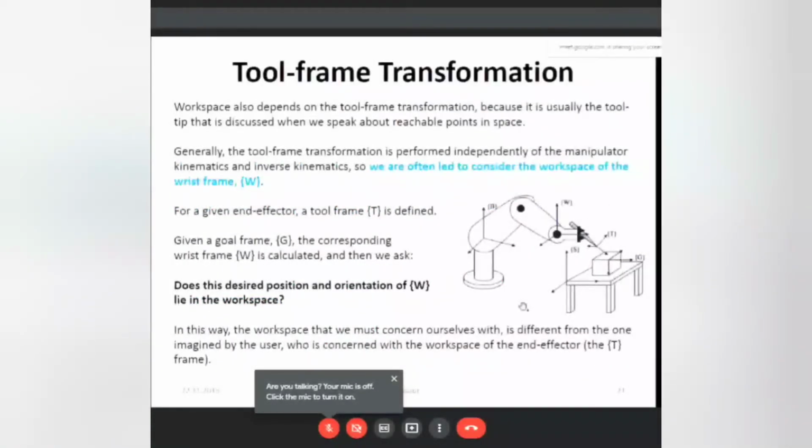Now the workspace also depends on the tool frame transformation, because it is usually the tool tip that is discussed when we speak about a reachable point in space. So now this is a reachable point. When given a goal frame G, the corresponding wrist frame W is calculated, and then we ask, does this desired position and orientation of W lie in the workspace?